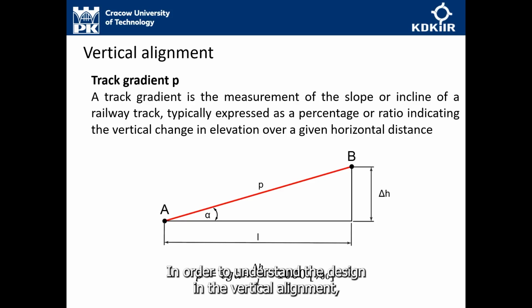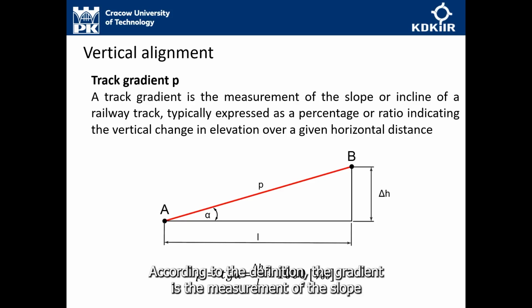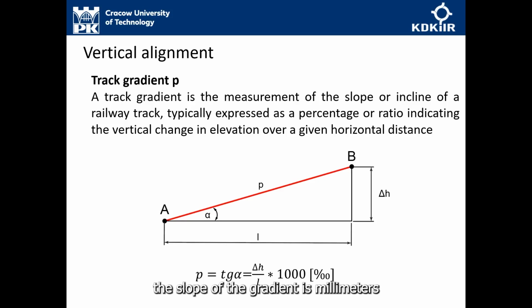In order to understand the design in the vertical alignment, we need to explain what the gradient P is. According to the definition, the track gradient is the measurement of the slope or incline of a railway track, typically expressed as a percentage or ratio indicating the vertical change in the elevation over a given horizontal distance. The track gradient is usually given in permilles. An example, 1 thousandth, or 1 millimeter per meter. It is also said that the slope of the track gradient is millimeters per meter.